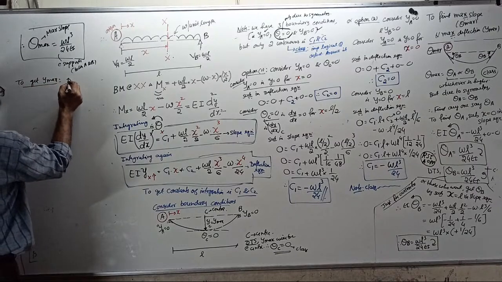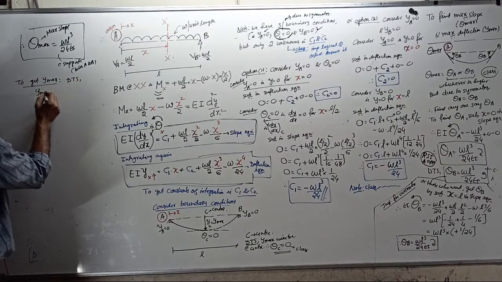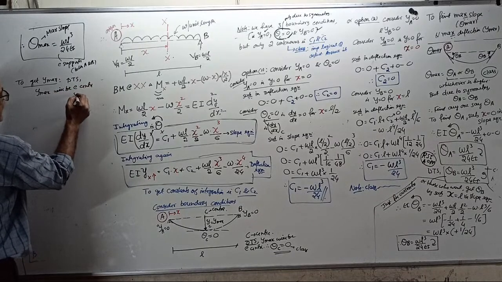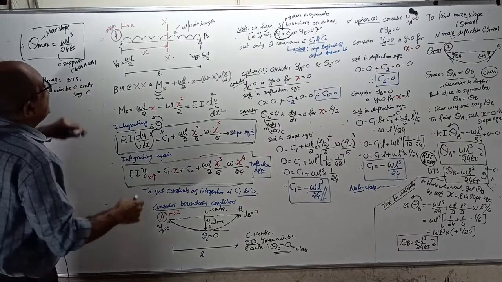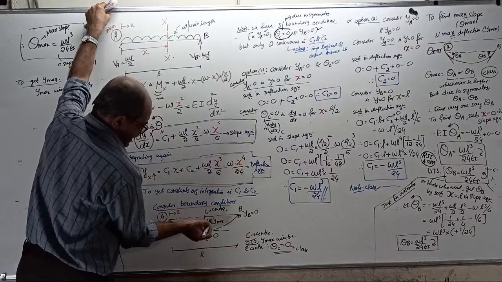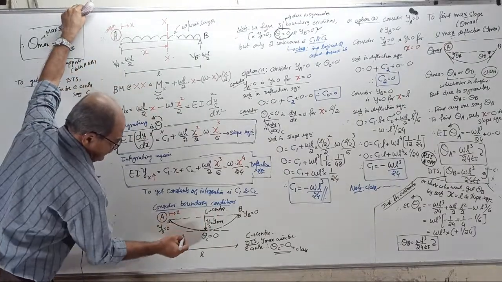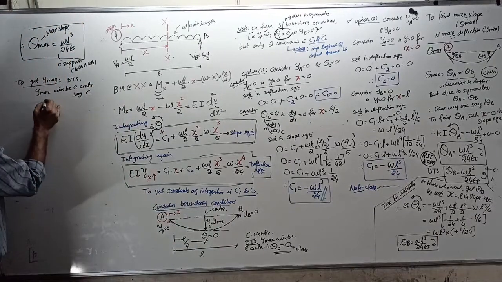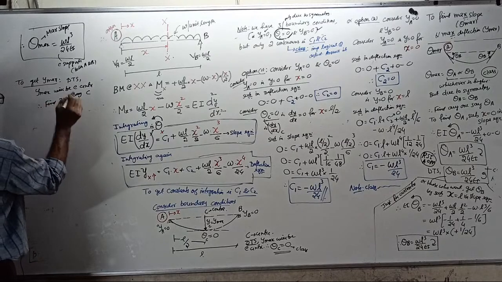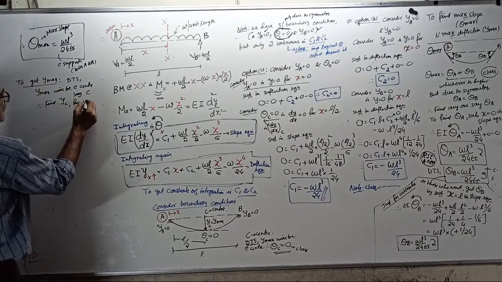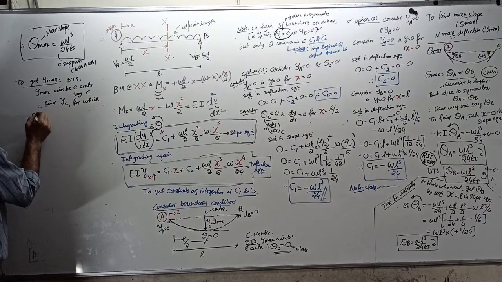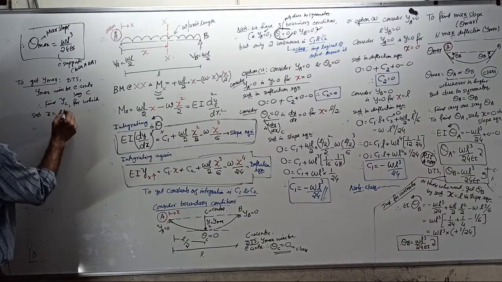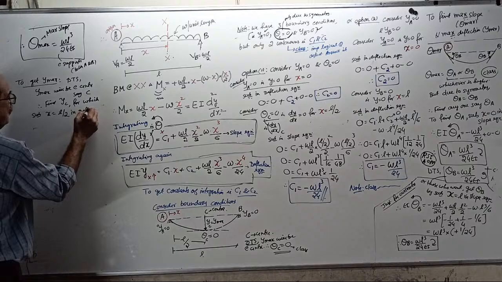Now, to get Y max, due to symmetry, Y max will be at the center. Say C; I already marked the center here. From here to here this will be L by 2. Therefore, find YC, Y at the center. For this, substitute X equal to L by 2 in the deflection equation.